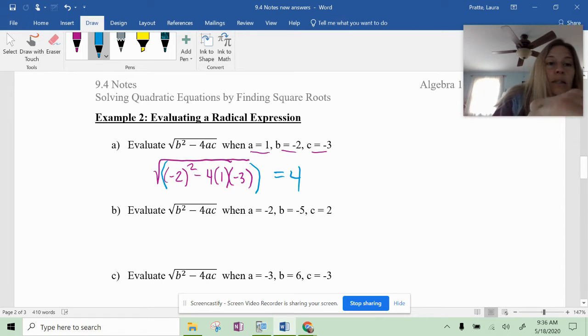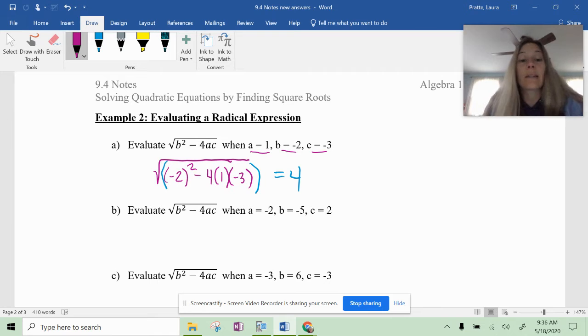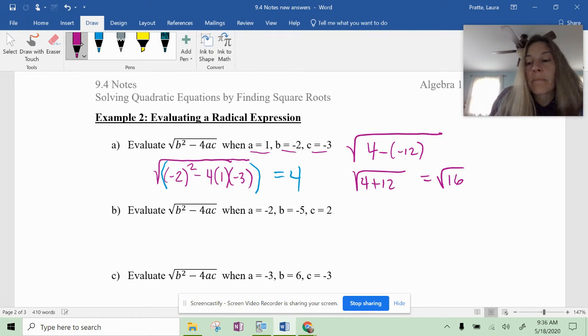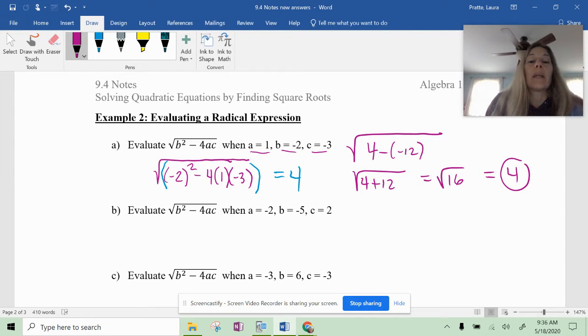Now, what I kind of like to do, and this will help you in the next section, is just do what's inside of it. So if I did it that way, I would say, okay, -2 squared is 4. And then 4 times 1 times -3 is -12. And then when you subtract a -12, it's really addition. So that would be square root of 16. And then that would give me my 4. So you don't have to put in the calculator, but I think sometimes doing it on the calculator is actually more work because you need so many parentheses.